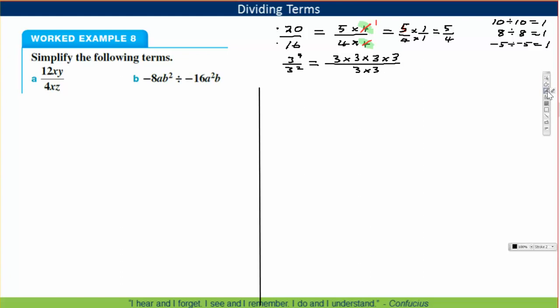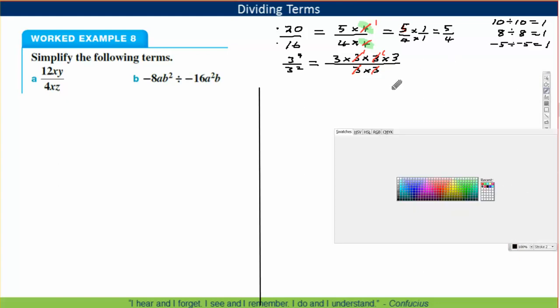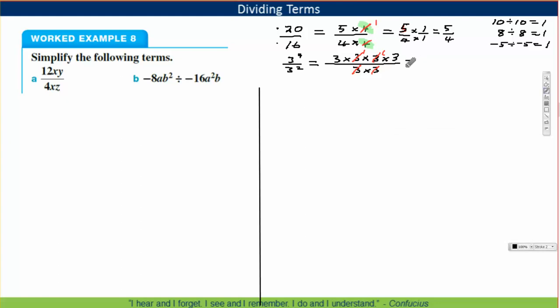Now based on my previous example, hopefully you go, oh well, I've got common factors. I can cancel that 3 out with that 3. There's one pair of common factors. I can cancel that one out, and again they just leave 1. So in the end what I'm left with is just 3 times 3, which is 3 squared. You learned about indices rules earlier in the year. Okay, let's look at these examples.